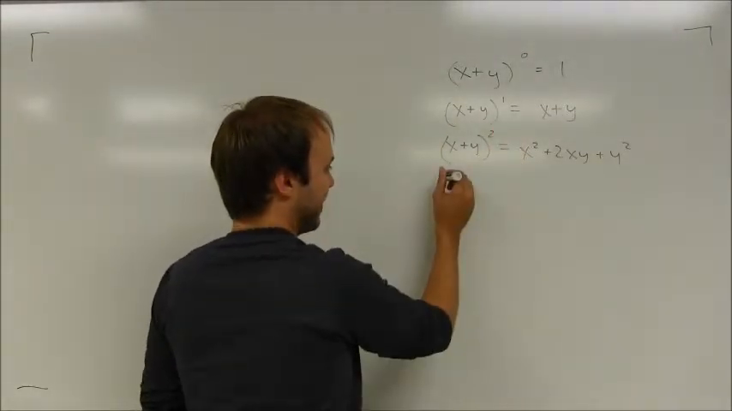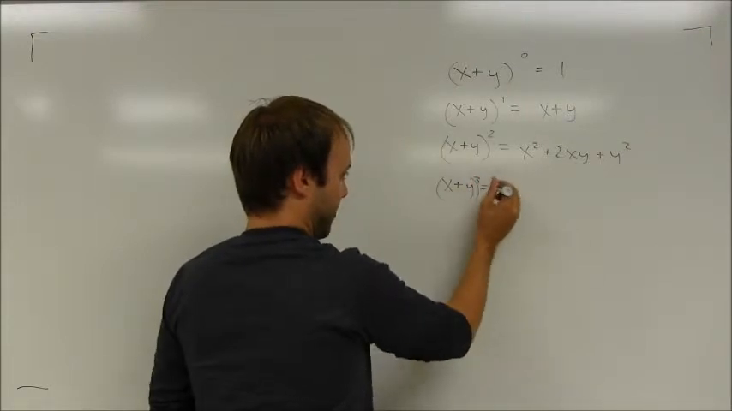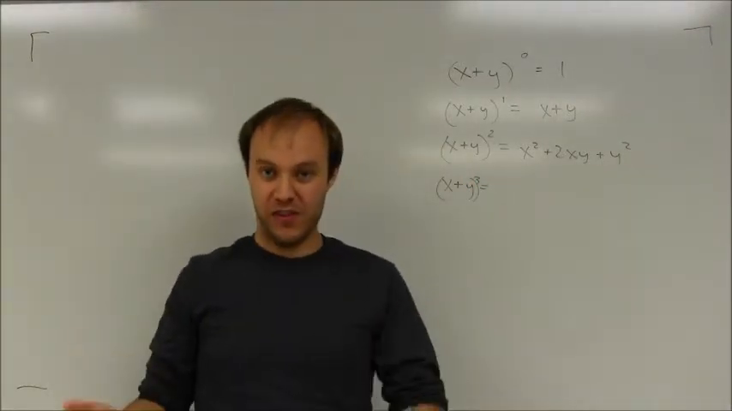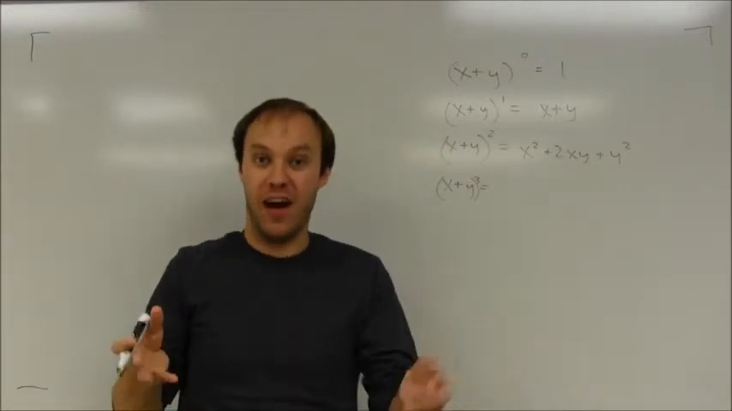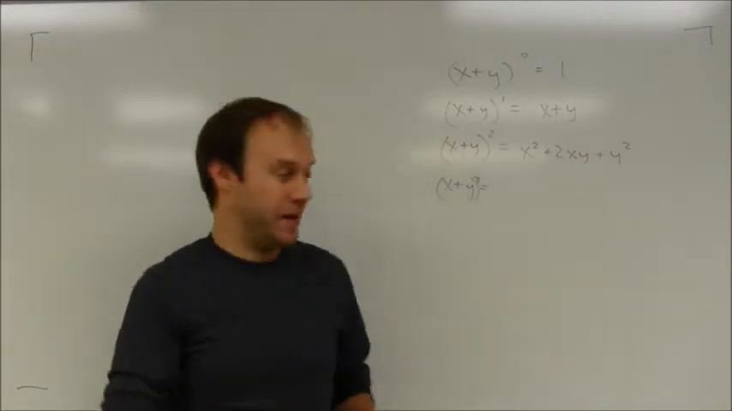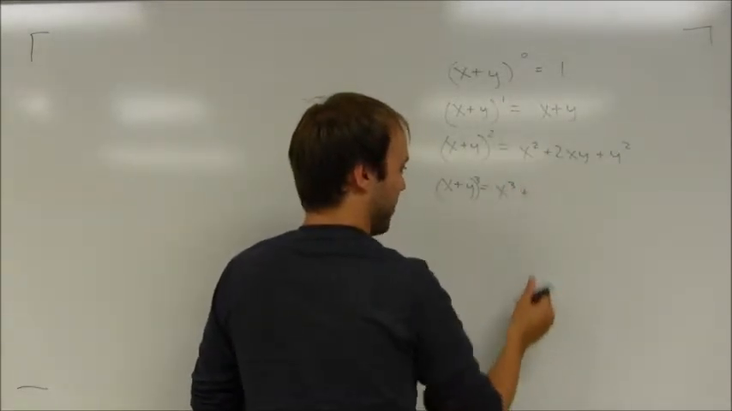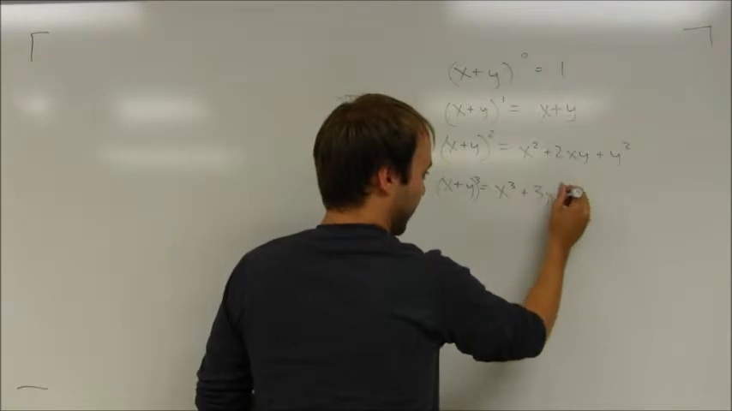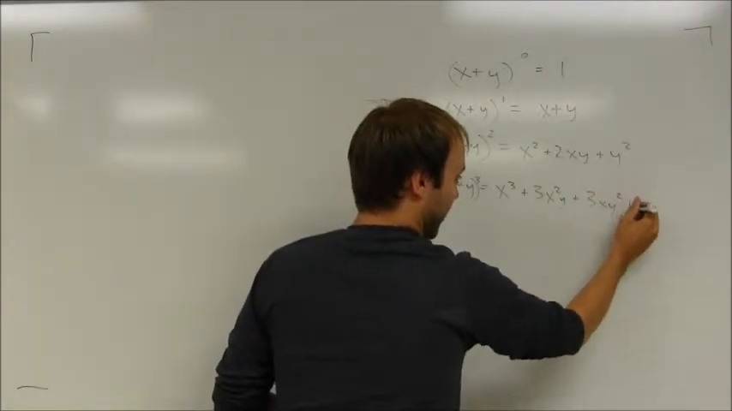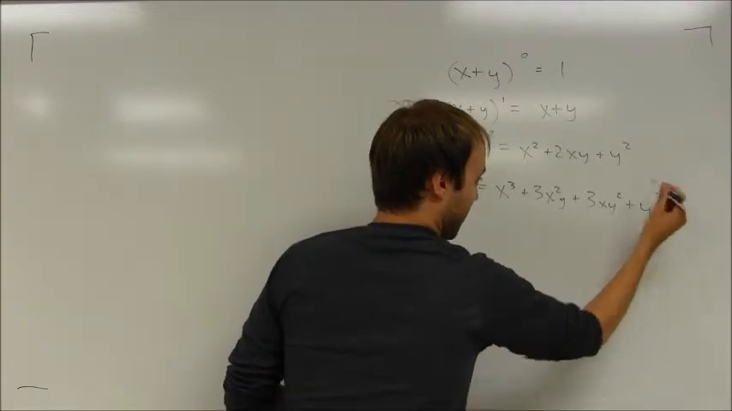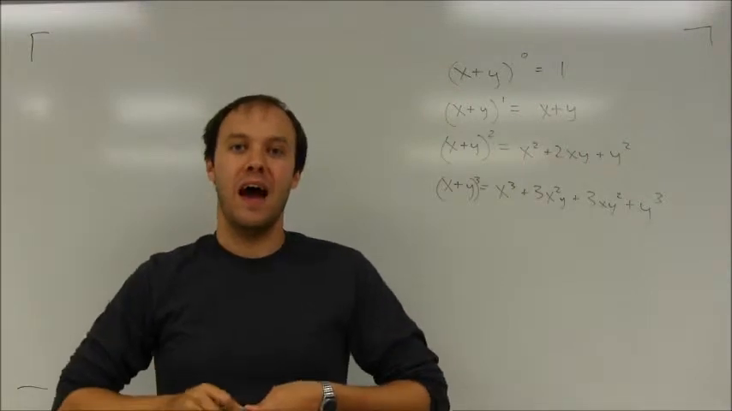If you take something to the third power, you're going to have to trust me here, but you could work this out, do a FOIL problem, x plus y quantity times the quantity x plus y, take that result, multiply it by another quantity x plus y. That's going to equal x to the third plus 3x squared y plus 3xy squared plus y cubed, and so on and so forth.